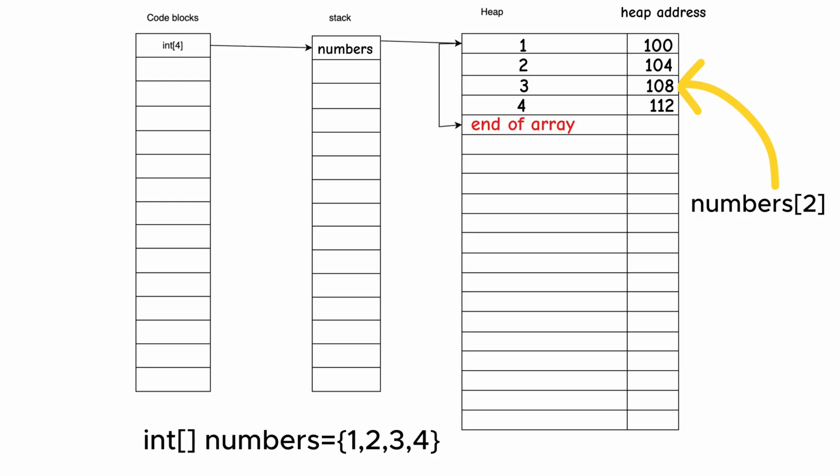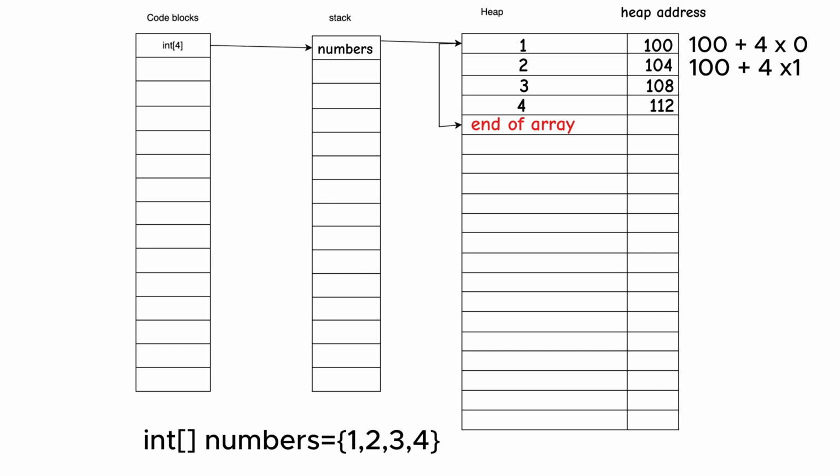It will come here, 104, it will be 108, it will be 112, because every integer takes 4 bytes of memory, and that will be 116. So when we call number 2, that means this is 1, 0, this is 0, this is 1, and this is 2. So that means 100 plus 4 times 2, which is 8, so 108, these places.